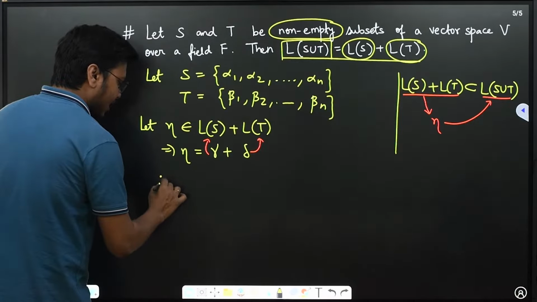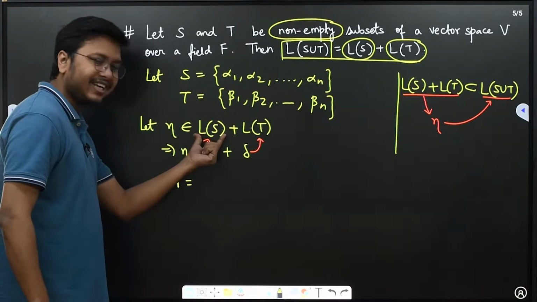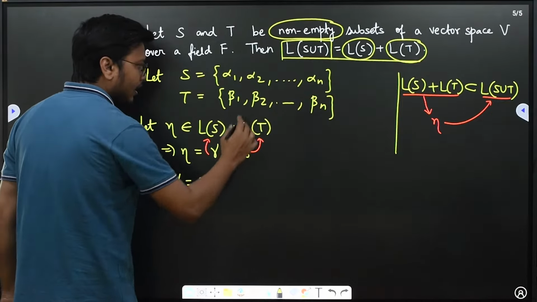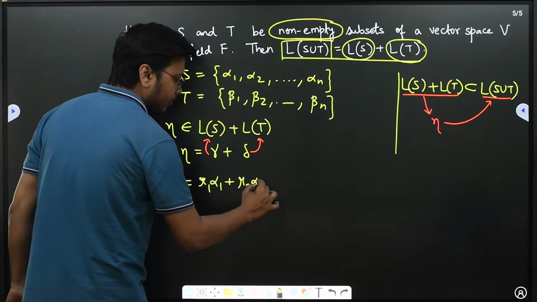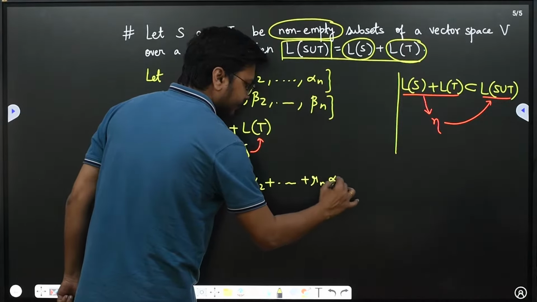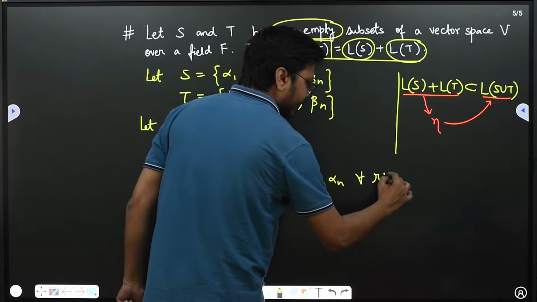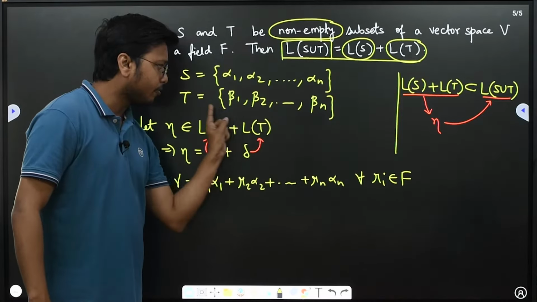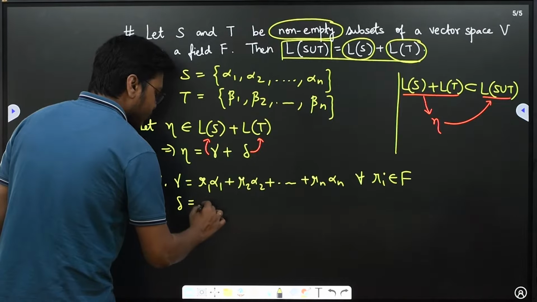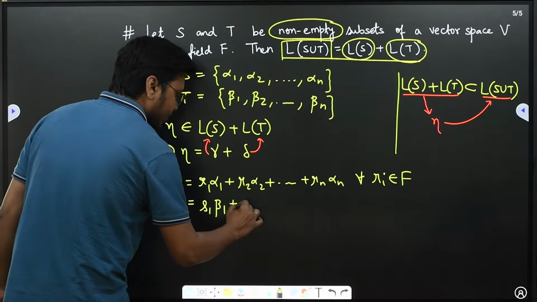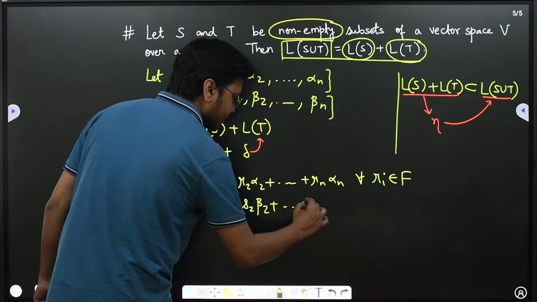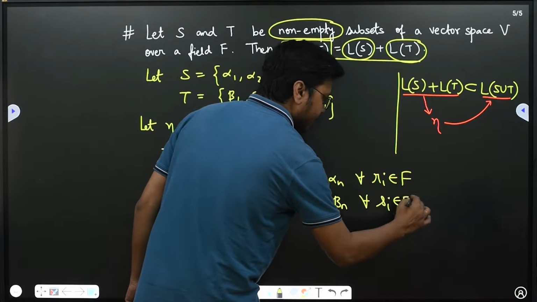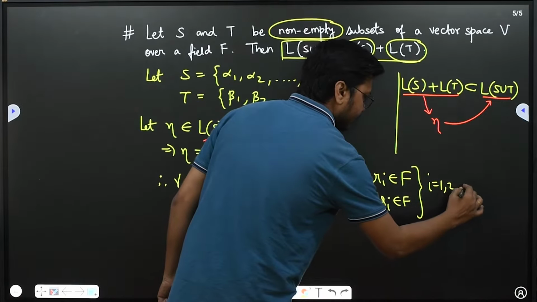So gamma must be a linear combination of the elements of S. Then gamma must look like R1 alpha 1 plus R2 alpha 2 plus Rn alpha n for all Ri belonging to F. Similarly, delta, if it is an element of Lt, must be a linear combination of the elements of T. So I can write delta equals S1 beta 1 plus S2 beta 2 plus dot dot dot Sn beta n for all Si belonging to F, and i equals 1 to n for each of the cases.